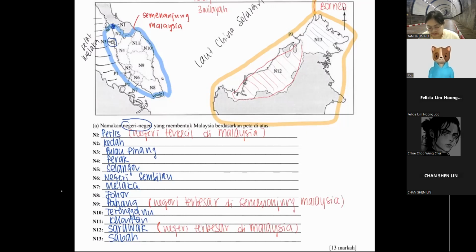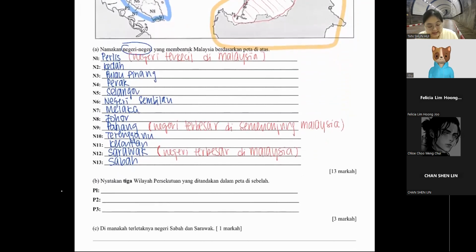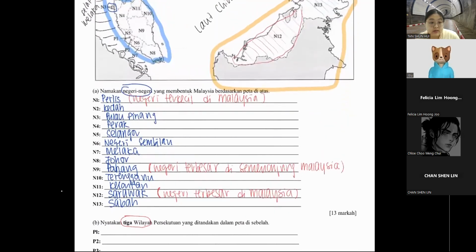Now, other than this, we have what? Wilayah persekutuan. We have 3 wilayah federals. What federals we have? Now, you see P1 and P2 very near to each other. How to remember? Remember the one that up, very up one. The up one will be Kuala Lumpur. The bottom one will be Putrajaya, right?